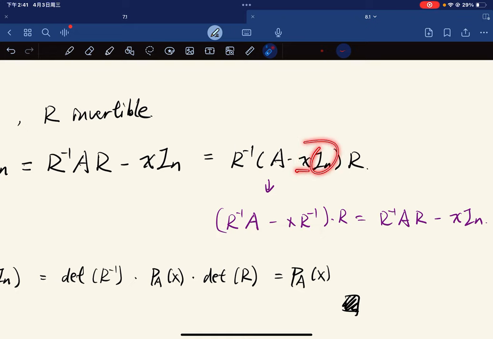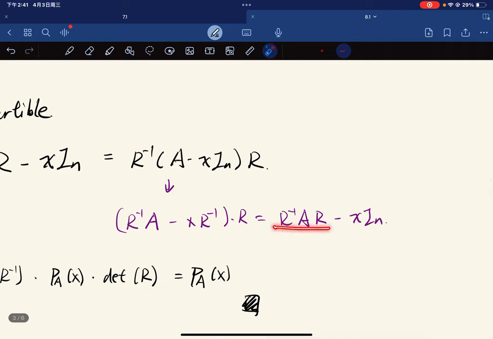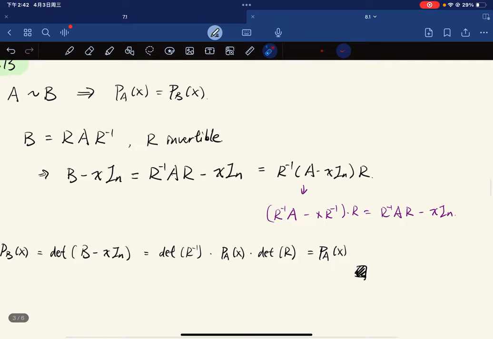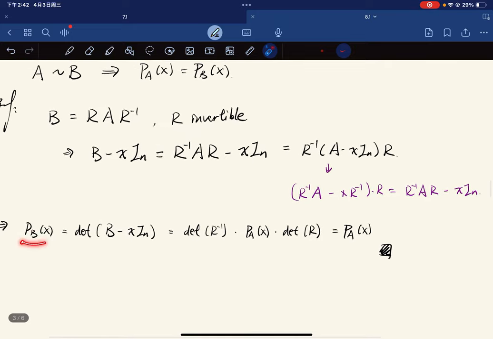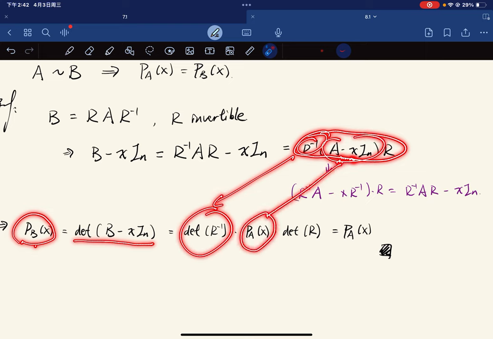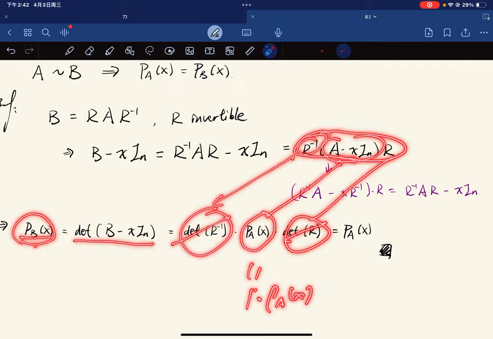x times, well, this times this gives this again. So this thing multiplied by R, this gives this, minus this gives you I, right? So they're the same. Okay. Well, then we're good, because the characteristic polynomial is the determinant of this, which is the determinant of this, right? As we discussed, this gives you this, this gives you this, this gives you this, boom boom equals 1, right, times PA(x). So PB(x) is equal to PA(x).